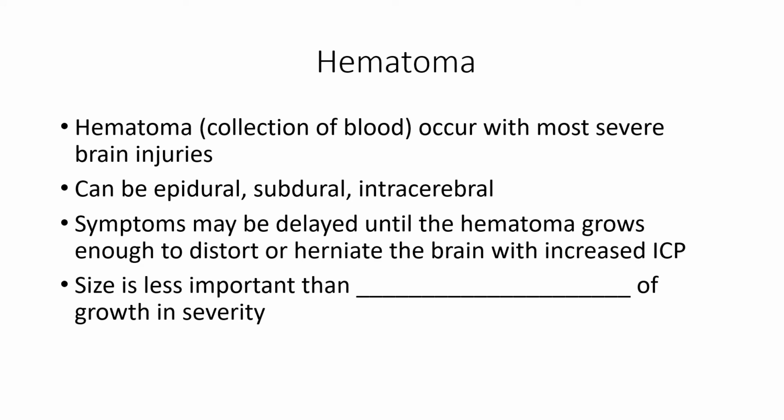A hematoma is the collection of blood. It can occur with most severe brain injuries. There are different types. It can be an epidural, a subdural, or an intracranial. Symptoms may be delayed until the hematoma grows enough to distort or herniate the brain or show signs of increased intracranial pressure. Size is less important than the progression of the growth, meaning how fast it is developing. So I'm not so much worried about the size. We want to know how fast it is developing.